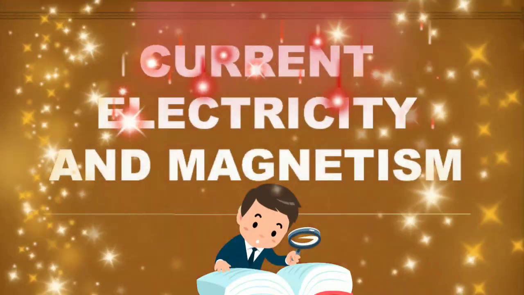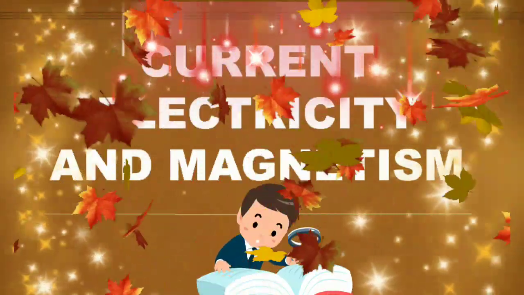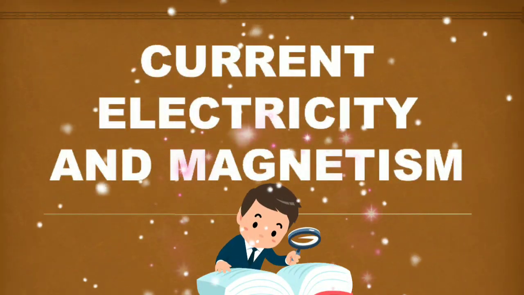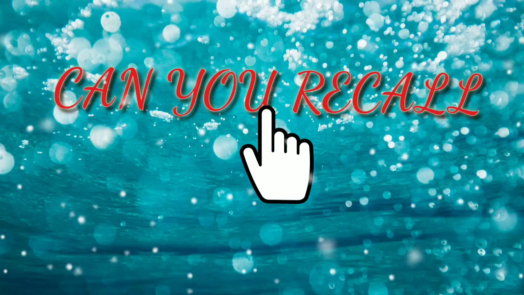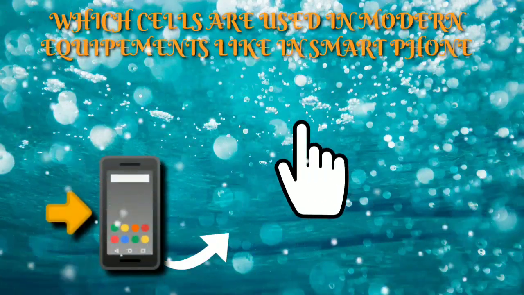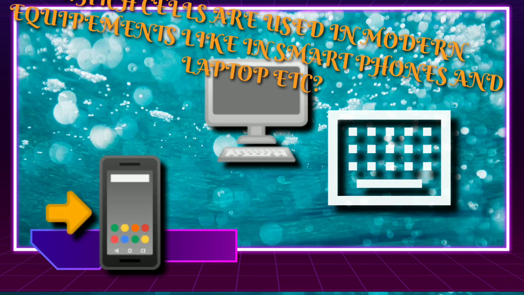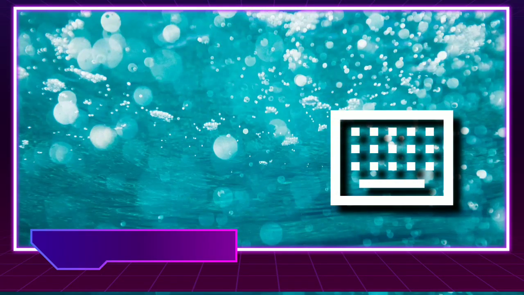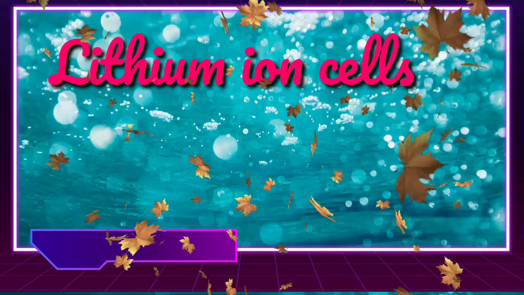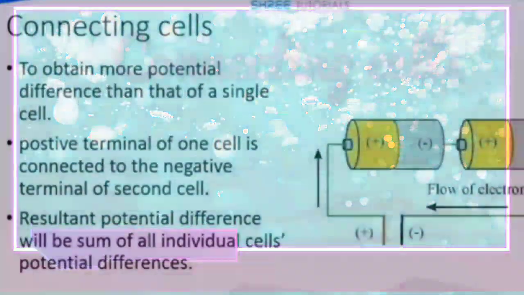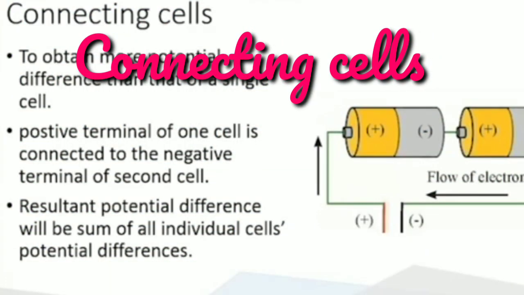I'm Rohini Batwal from Bukli Education Society's JD English Medium High School with 8th standard, 4th chapter, that is current electricity and magnetism. Can you recall, students? Which cells are used in modern equipments, for example in smartphone and in laptop? Correct, students. They are lithium-ion cells, and these cells can be recharged. Let us move towards the first topic, that is connecting cells.